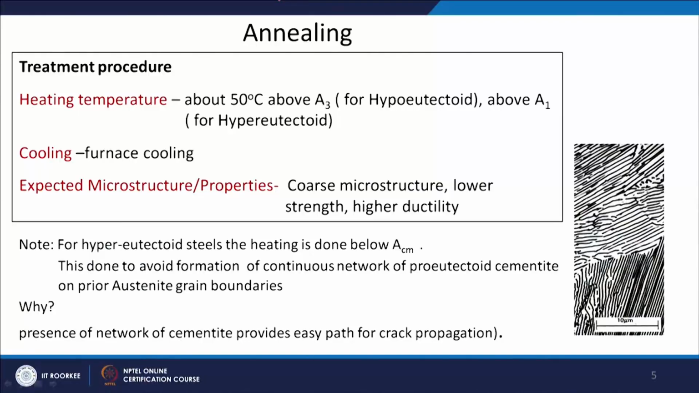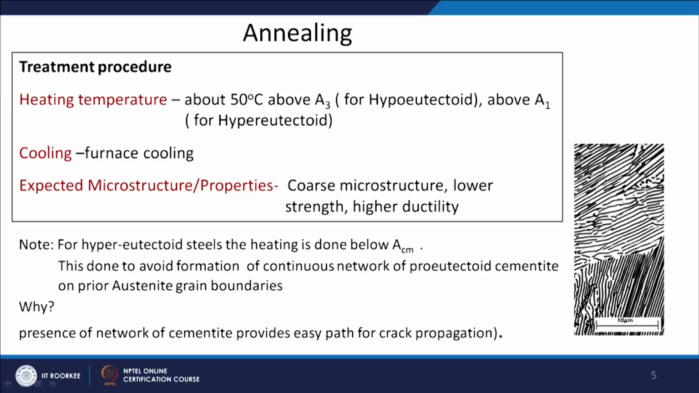First one is annealing, either you can say full annealing or you can just say annealing. What is the treatment procedure? Heating temperature is about 50 degrees Celsius above the A3 temperature. So A3 temperature is there, you just go 50 degrees Celsius above that, and there you hold it. For hypoeutectoid steel, it is 50 degrees Celsius above A3, and for hypereutectoid it is 50 degrees Celsius above the A1 temperature. So in this case we are not crossing the Acm temperature. And then cooling will be done by furnace cooling.